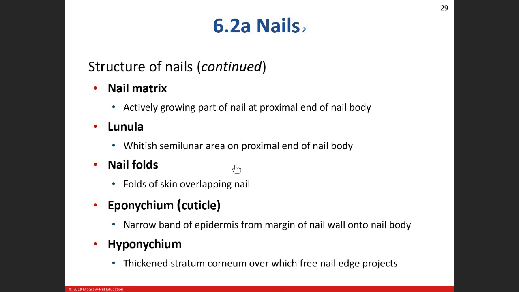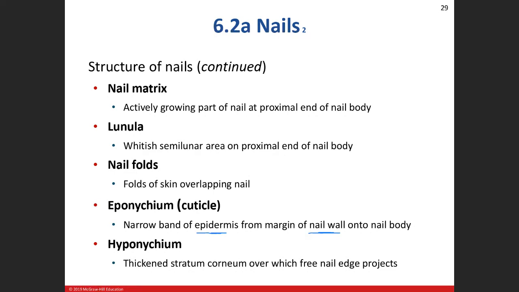And then where the skin folds over on the lateral portions of the nail, on the sides, those are the nail folds. And then where your actual skin kind of comes down on top, I've never had a pedicure or a manicure done, so I've never had my cuticles or the eponychium treated. But that's basically where the epidermis from your skin comes down onto the nail wall there. You can look on yours. It's real thin.